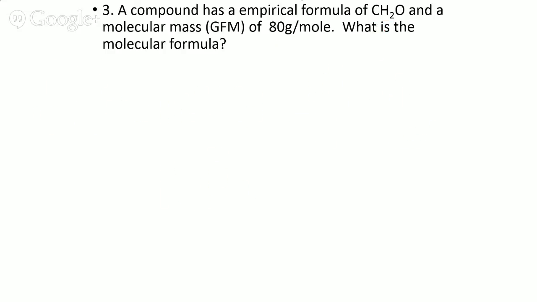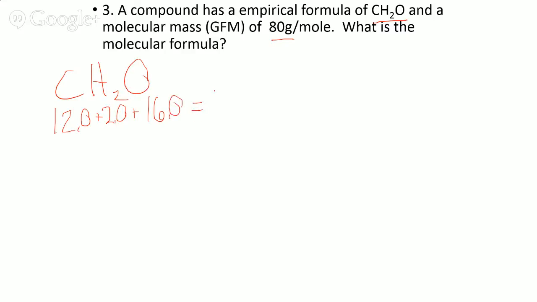Another example, a compound has an empirical formula of CH2O and a molecular mass of 80 grams per mole. What is the molecular formula? So I've got to take a look at CH2O. Carbon's 12.0. I get 2 from the 2 hydrogens plus the 16.0 from the oxygen. And I get, oh man, this was a typo, huh? Yeah, I get 30 grams per mole. So if you're following along in your notes packets, change that 80 to a 90 grams per mole. All right, my bad.